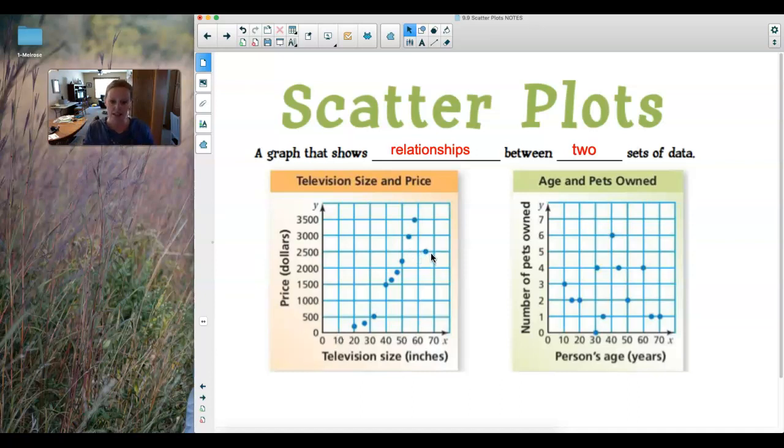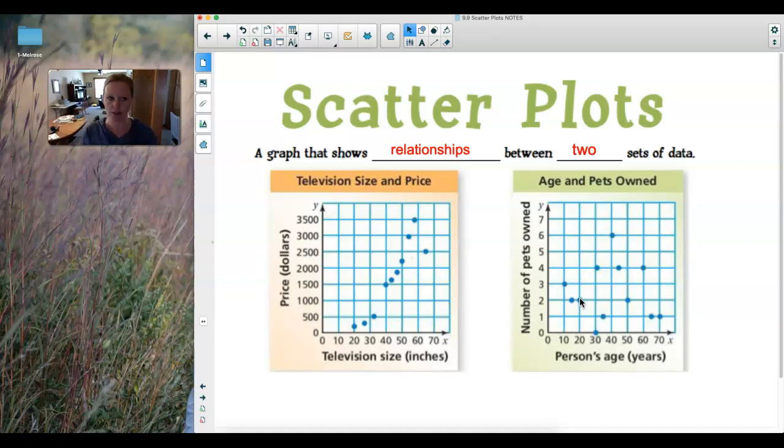Now we can see that here is a TV that is about 65 inches and it costs $2,500. So it's a little bit cheaper than maybe the 58-inch TV, but maybe it was on sale.